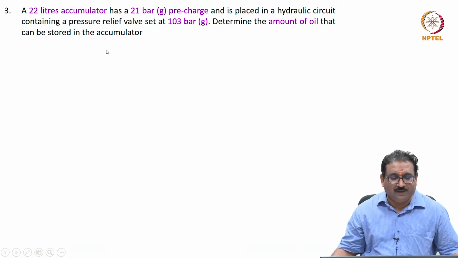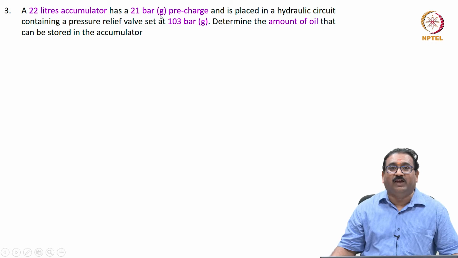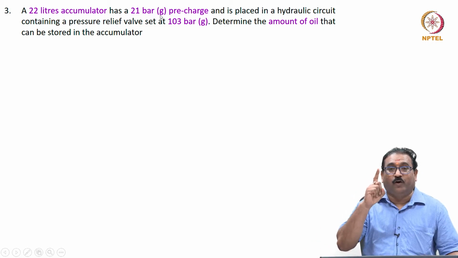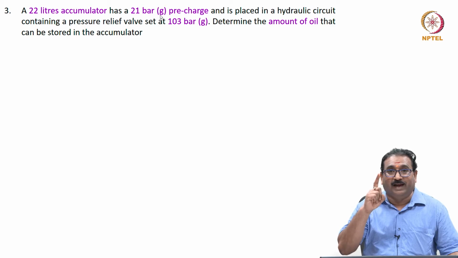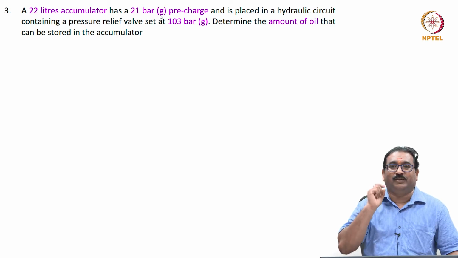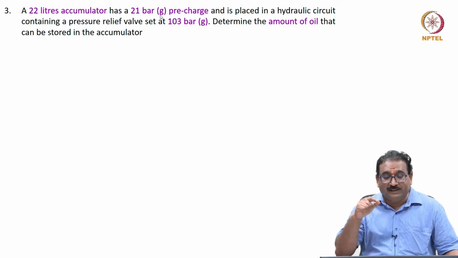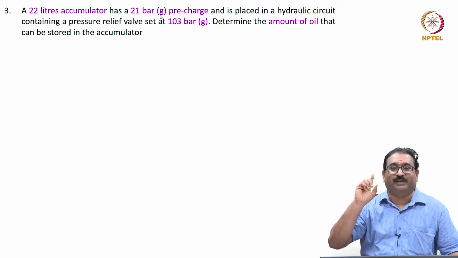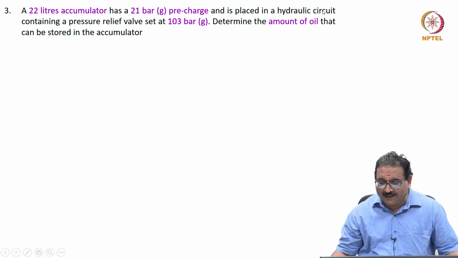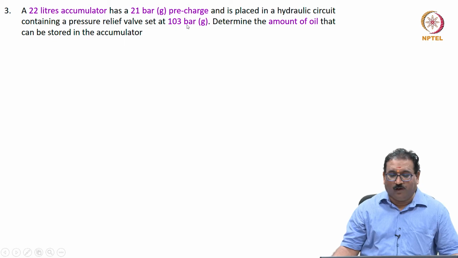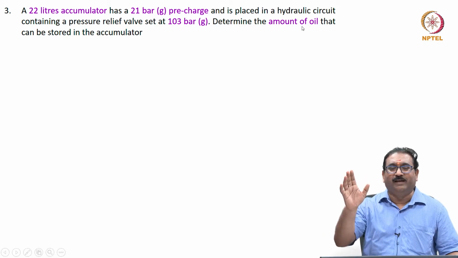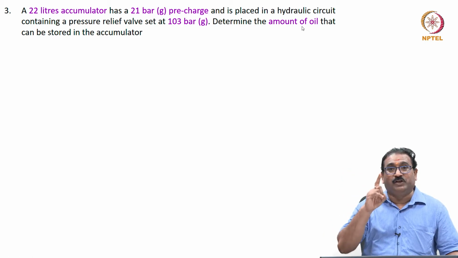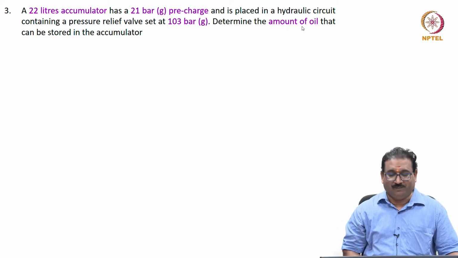Quickly we will see one more problem. A 22 liters accumulator has a 21 bar gauge. When they give like this, be careful, formulas are derived with absolute pressure from the 0 level. This is gauge pressure. Gauge pressure means above the atmospheric level. You have to add the 1 bar pressure. You will see now. It is placed in a hydraulic circuit containing the pressure relief valve at 103 bar gauge. Determine the amount of oil. Similar to the previous one, but why I am taking this is, whichever pressure is given, you have to be careful.